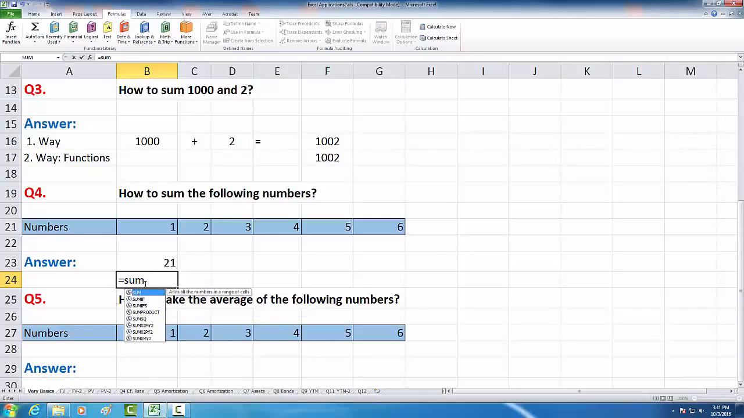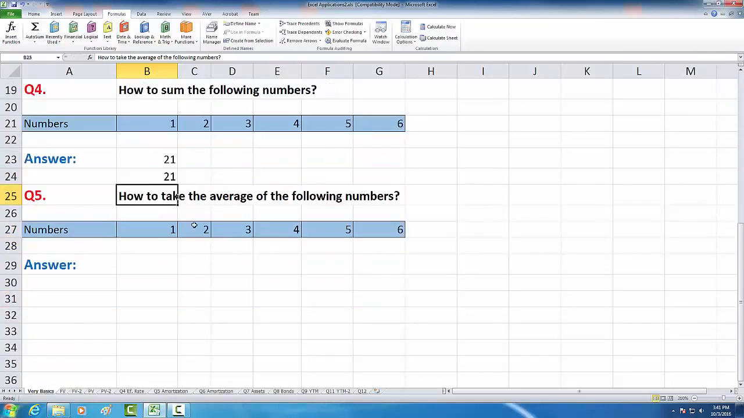So let's use the sum function. It asks us which numbers to sum. Just choose all of these numbers at once and click enter. So it gives us the same answer.